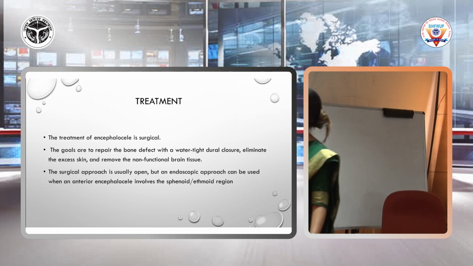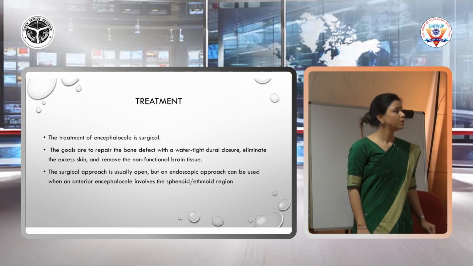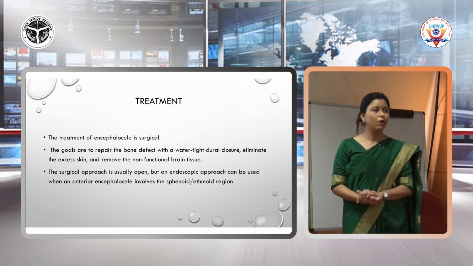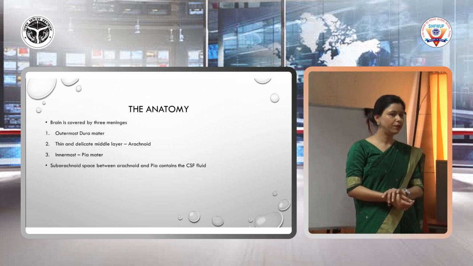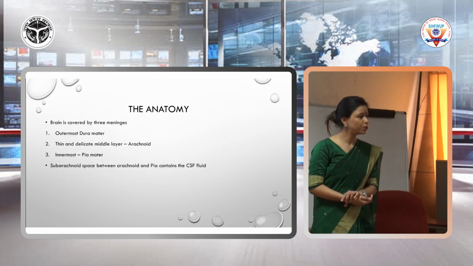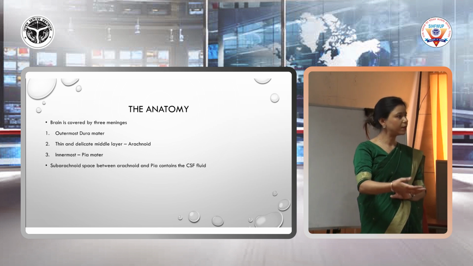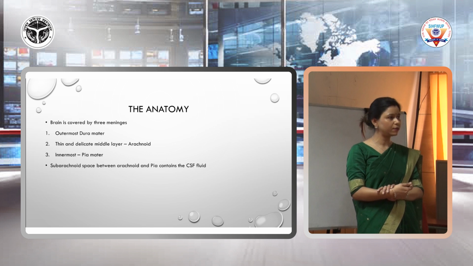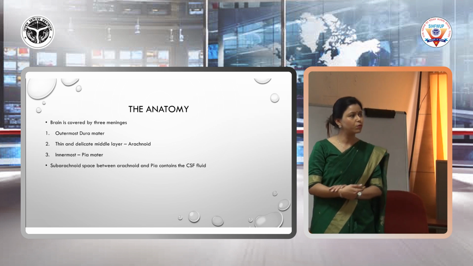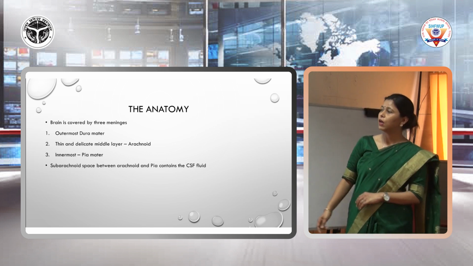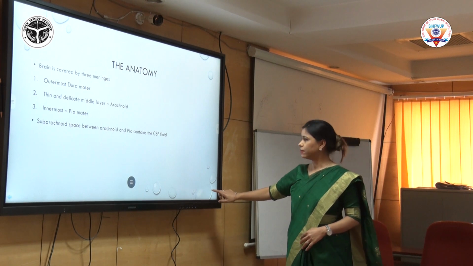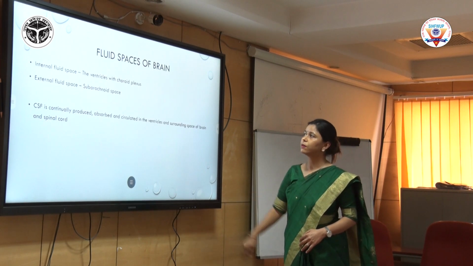Okay, so now coming to the anatomy for CSF rhinorrhea. We all know that the brain is covered by the meninges. The outermost is the dura, then is the arachnoid, and then is the subarachnoid space which is filled with CSF, and lastly closer to the brain is the pia mater. So the subarachnoid space contains the CSF fluid.